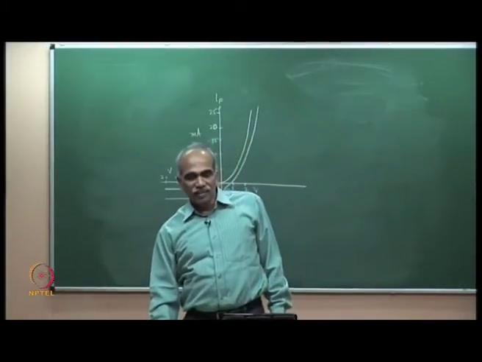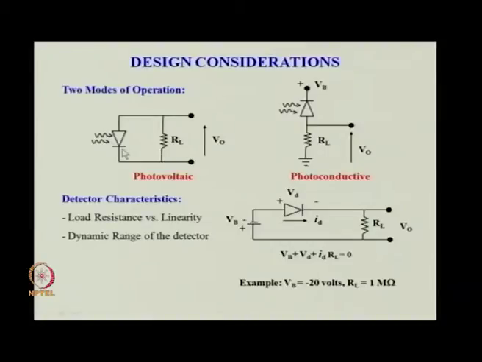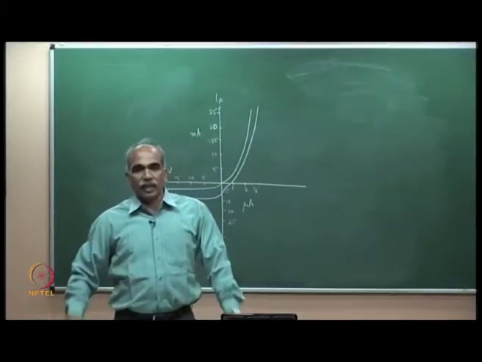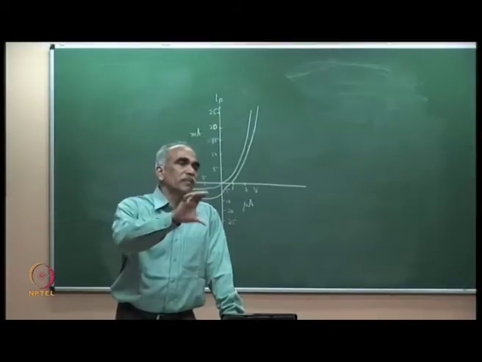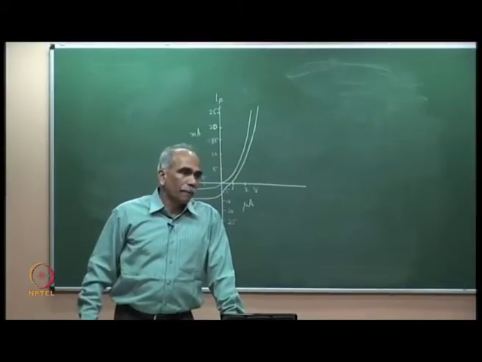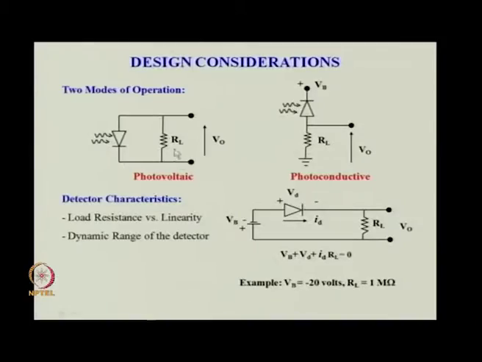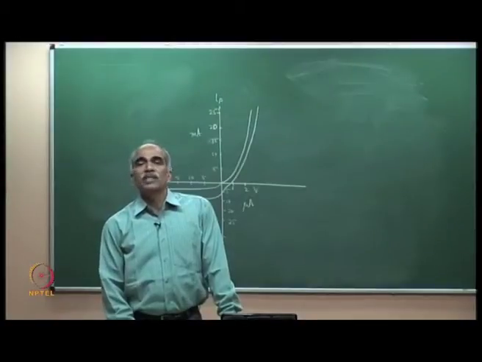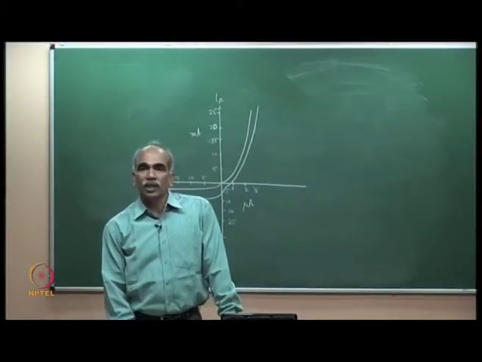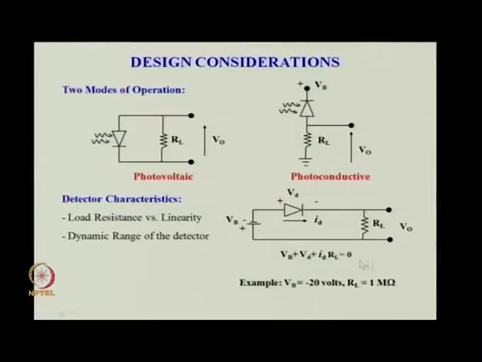In this case there is no field and therefore, it will generate a current because there is always a potential difference at the barrier, but this is a slower device. This is a faster device and therefore, for all high speed applications, with special emphasis on optical communication or any signal processing, it is the photoconductive mode of operation which is employed. All right. So, let us just do a little bit of design considerations.